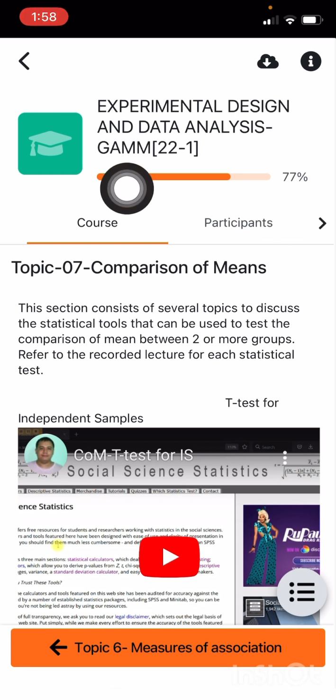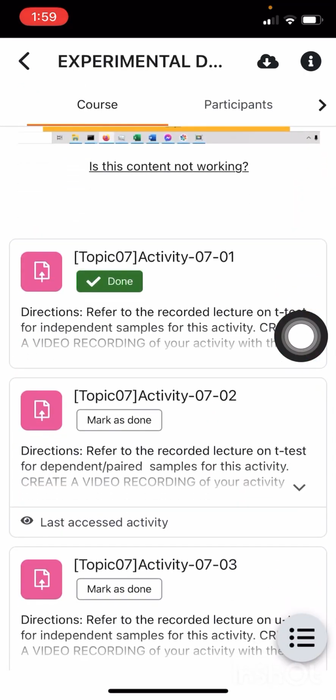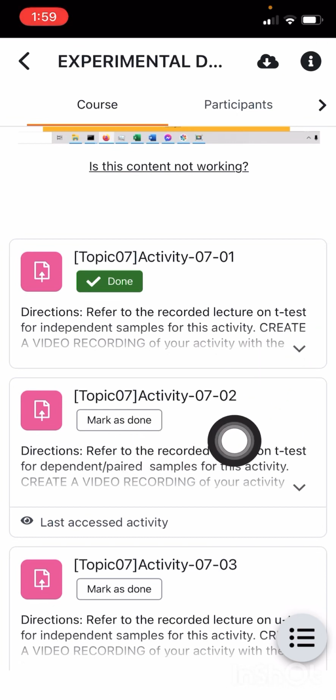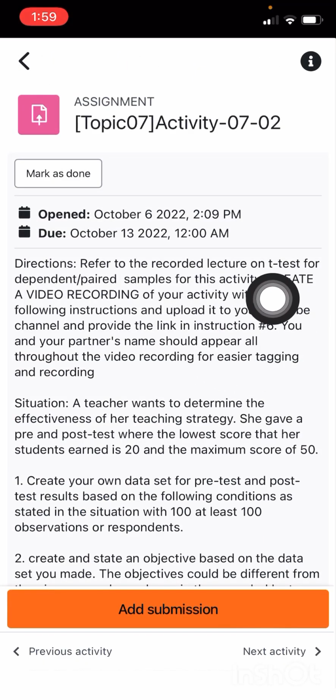So we are in experimental design and data analysis. Topic 7, comparison of means. We are in topic 7, activity number 2. First, we will watch the recorded lecture on the t-test for dependent paired samples for this activity.